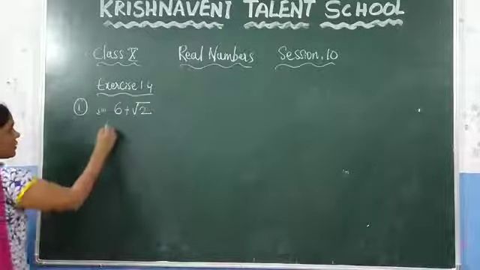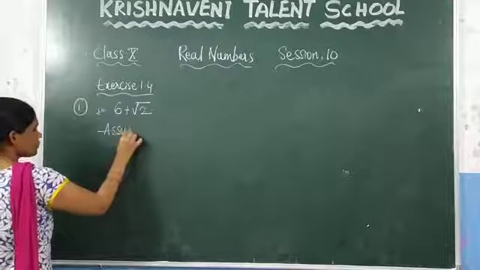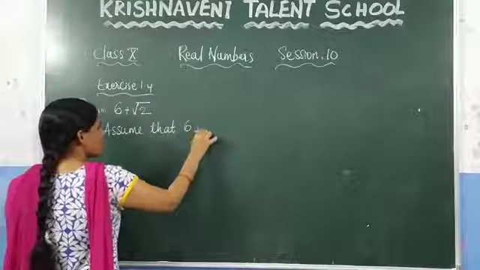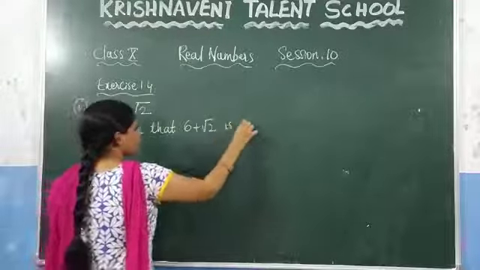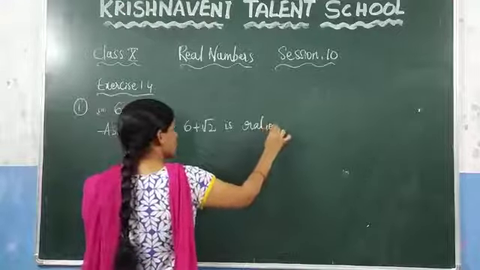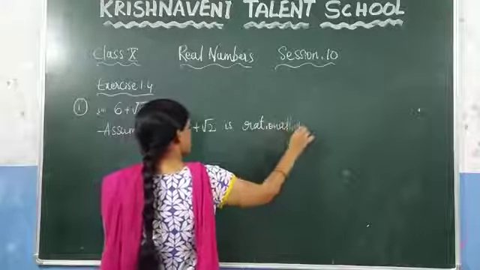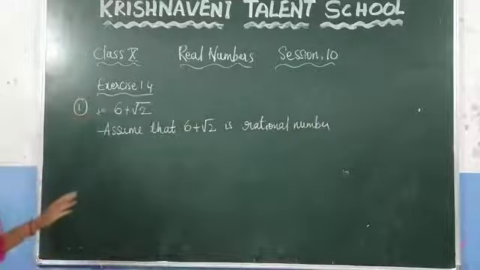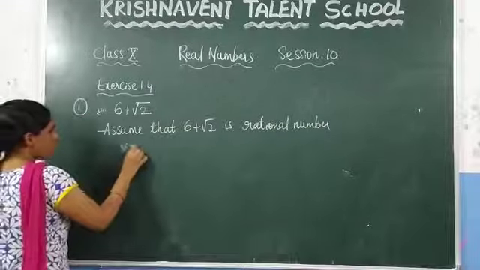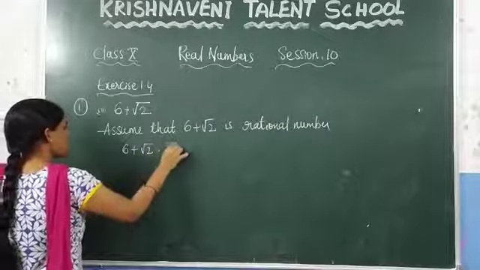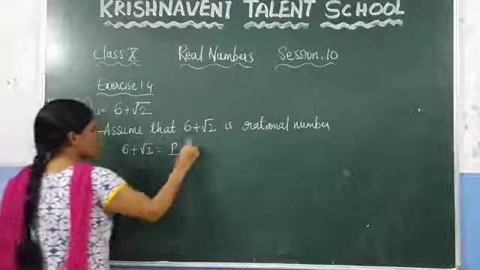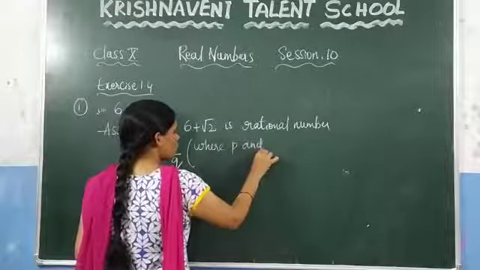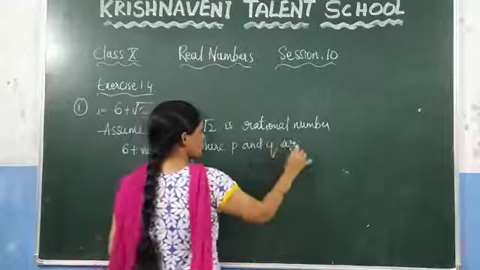So what is the first step? Assume that 6 plus root 2 is a rational number. If 6 plus root 2 is a rational number, it is in the form of a fraction. So write it, 6 plus root 2 is equal to P by Q. What are P and Q? P and Q are integers.